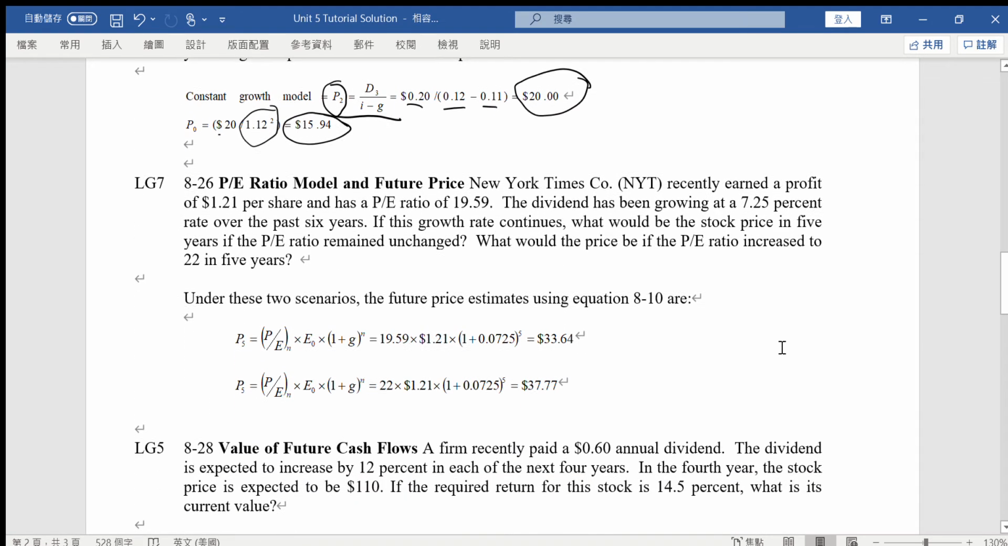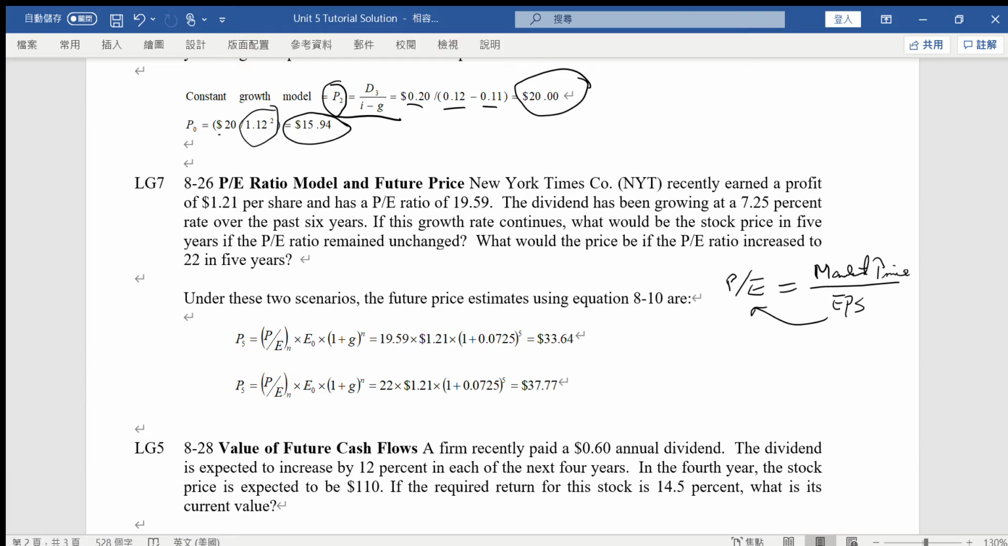Okay, another one is related to another model, the PE ratio model. The PE ratio model is simple. We make use of the simple ratio formula: the PE ratio equals the market price over the earnings per share, right? If we want to find this market price, then we just swap to the other side, and we can work out the market price, right?